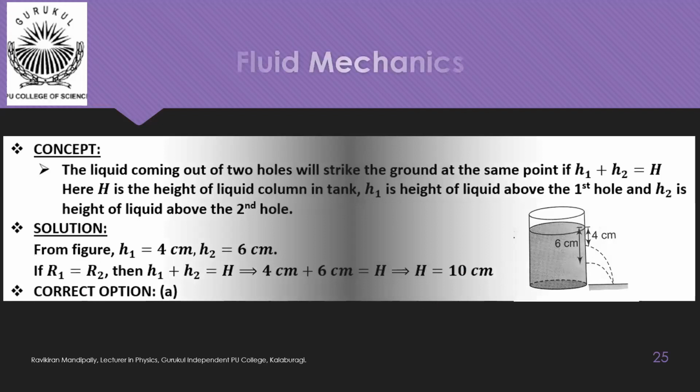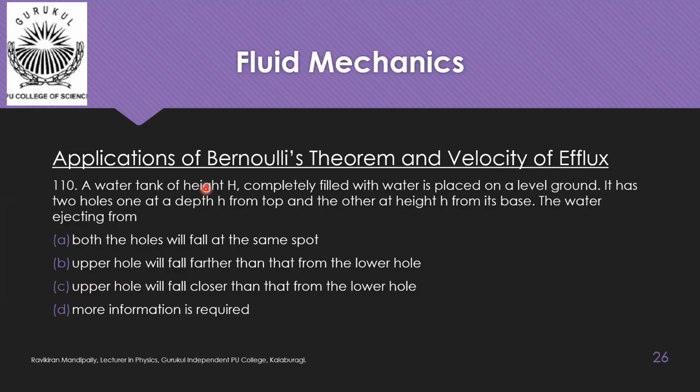Then question number 110. A water tank of height capital H completely filled with water is placed on a level ground. It has two holes, one at a depth h from top and other at height h from base. Just now I mentioned as a special result from the previous question that if we have two holes at same distance, one from top, one from bottom, then the water coming from both holes will be falling at same spot. So using that, we can write the correct option is option A.